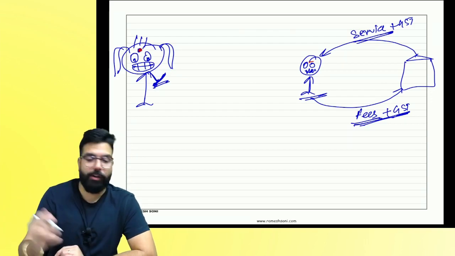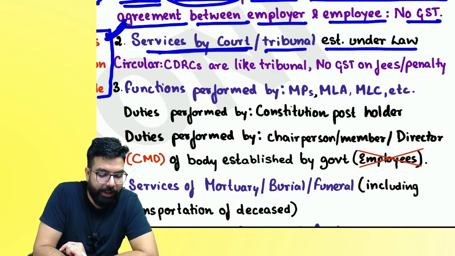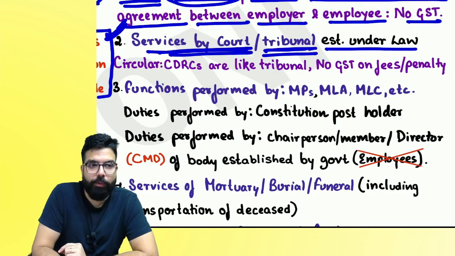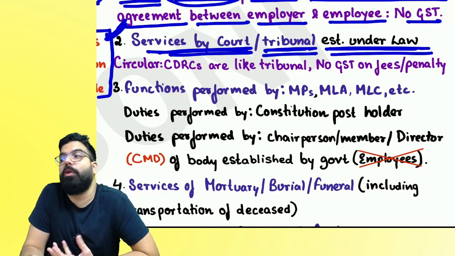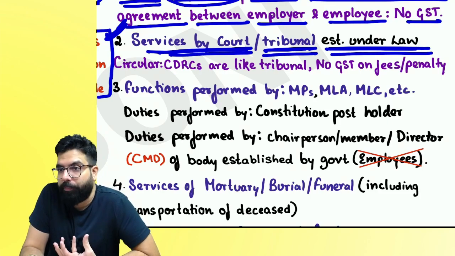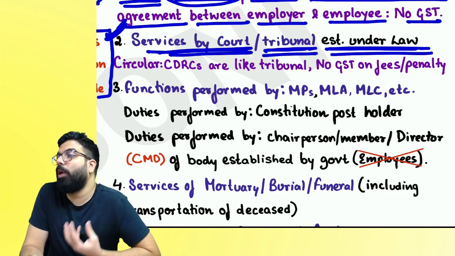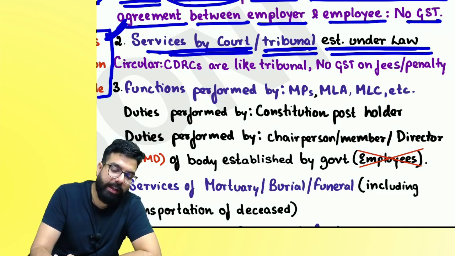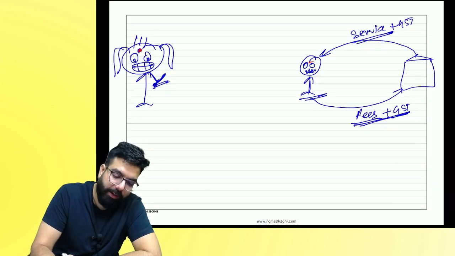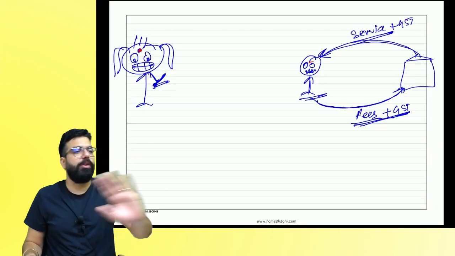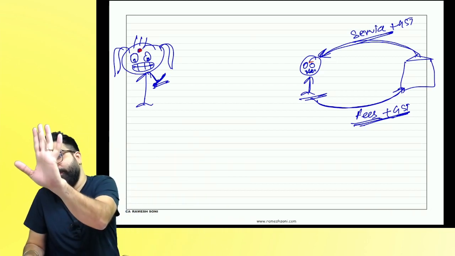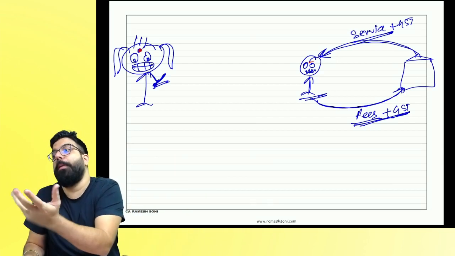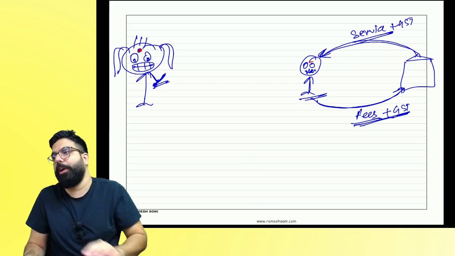So the government went ahead and said, whenever any court or tribunal which is established under law, what do you mean by law? Court is formed under a law, or a tribunal which is formed under the law, if they are giving a service to any person and receiving any fees, they will not charge any GST. Yes, because justice should be GST free. If justice becomes expensive, people will not be able to afford it.